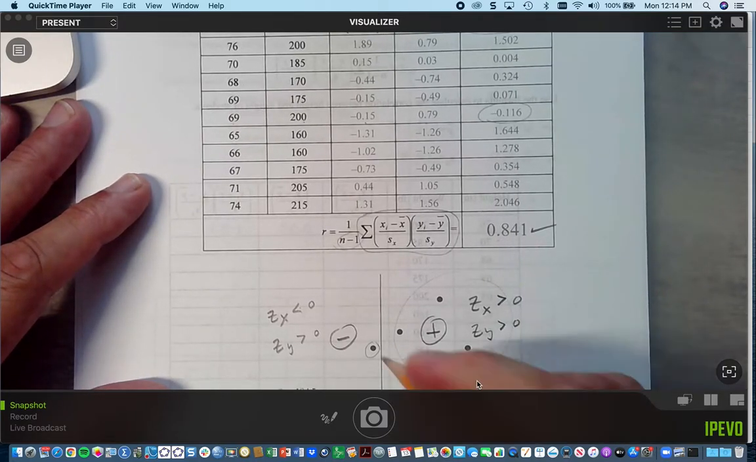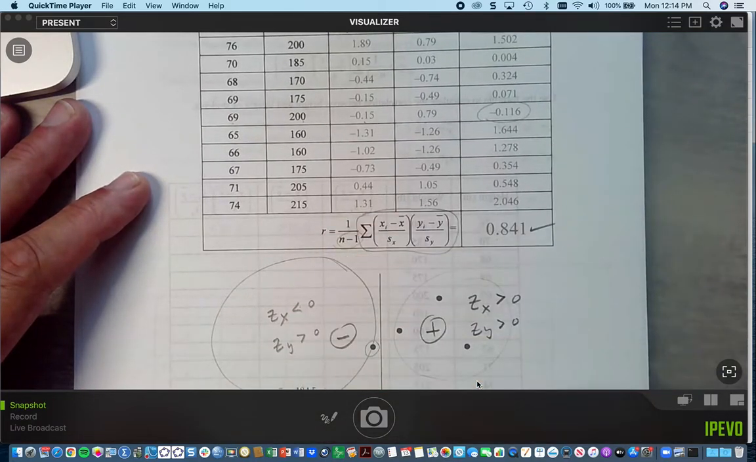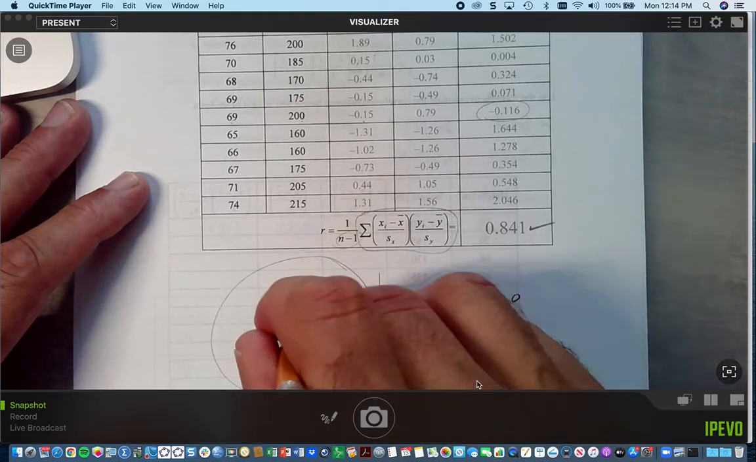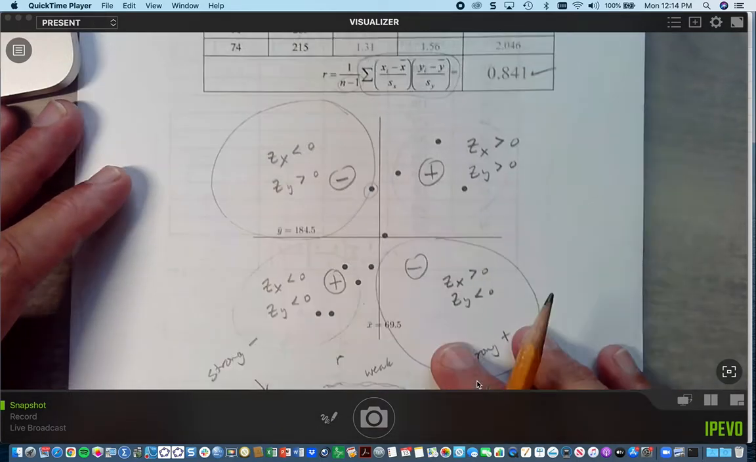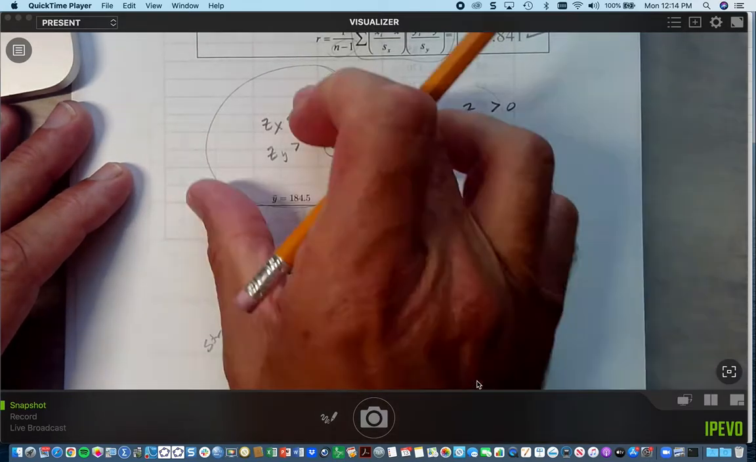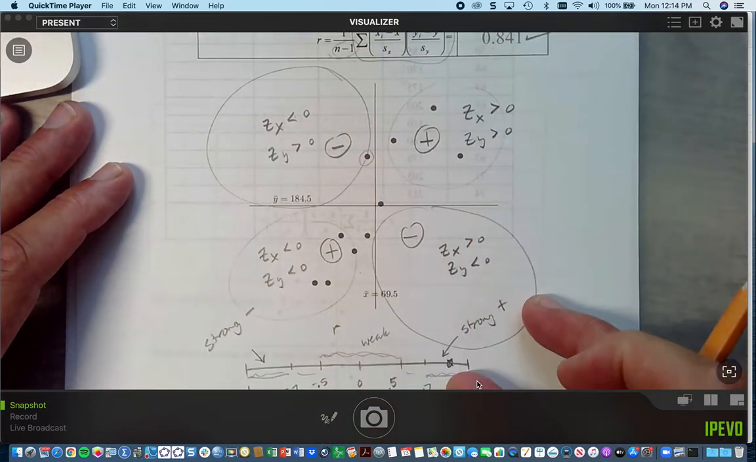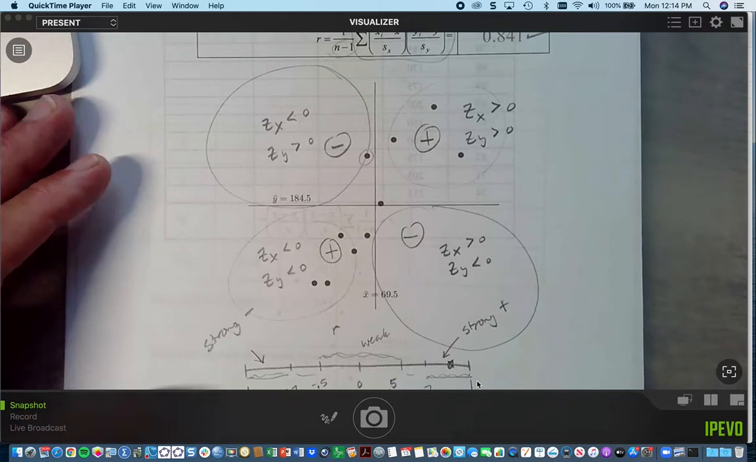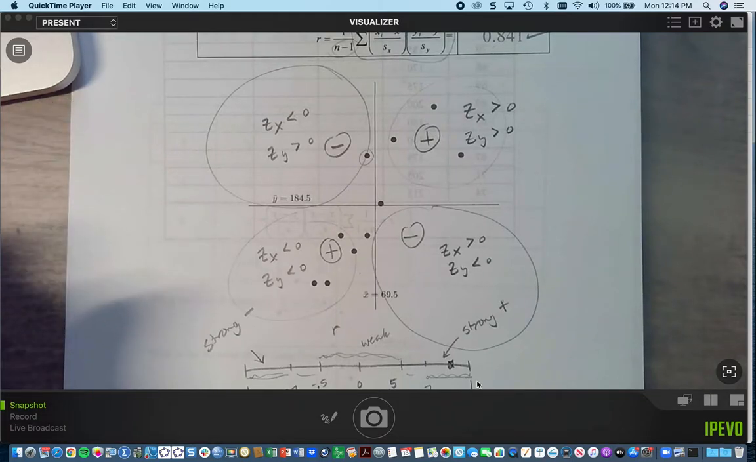All right, so what I'm hoping that you see is that if the points generally were in this quadrant and this quadrant, the second quadrant and the fourth quadrant, then we would end up getting a lot of negative products, and we would get a scatter plot that kind of comes down like this from top left to bottom right, which would give us a negative correlation coefficient. Right?